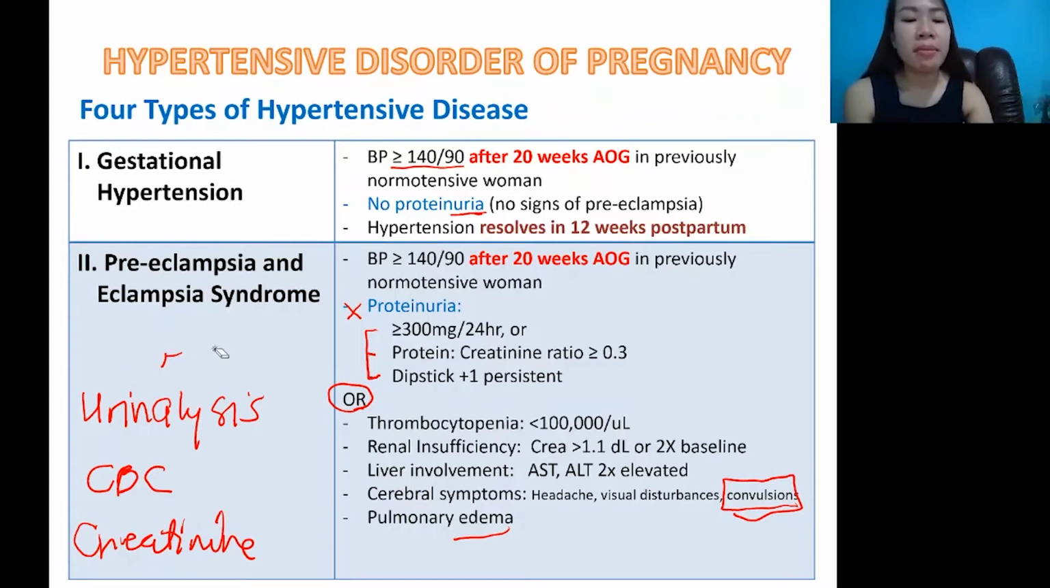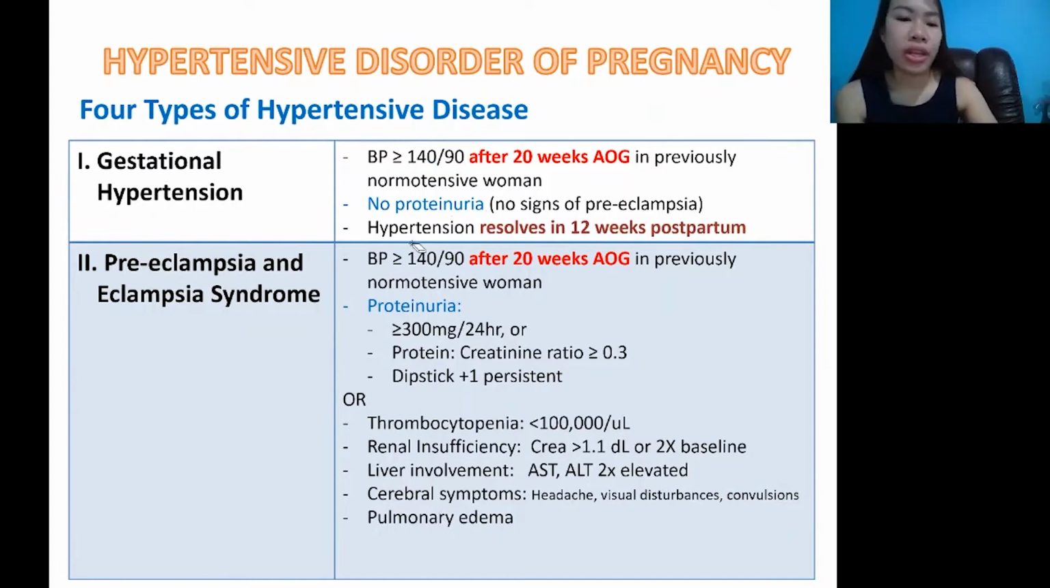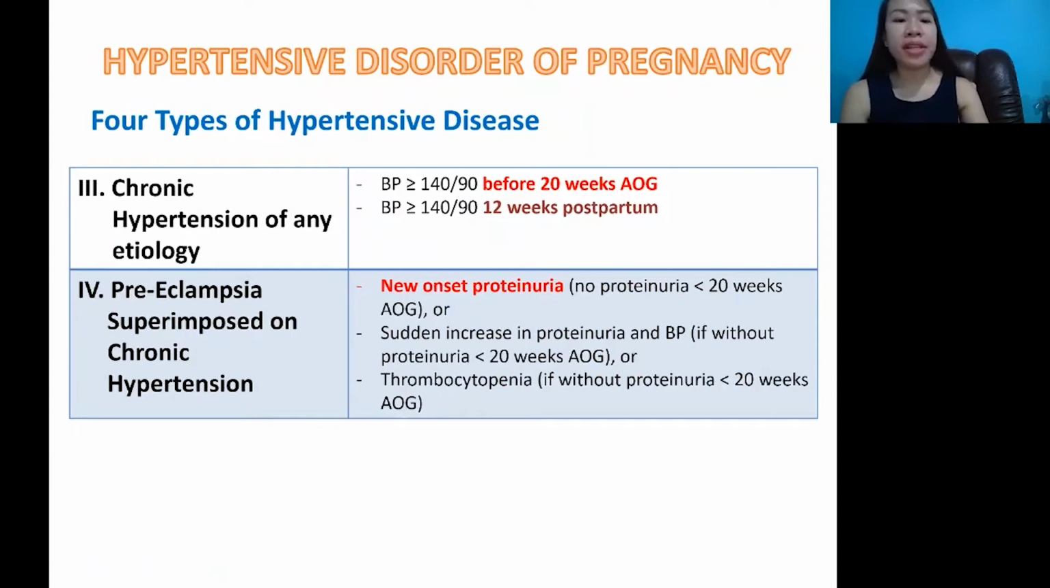So, class, ito yung summary ng ating preeclampsia and eclampsia syndrome. Ganun pala, Doc, pag gestational hypertension lang, wala siyang proteinuria. Pero pag preeclampsia or eclampsia syndrome, meron siyang proteinuria and other symptoms na i-check po namin. The third type of hypertensive disorder, we call that chronic hypertension of any etiology.